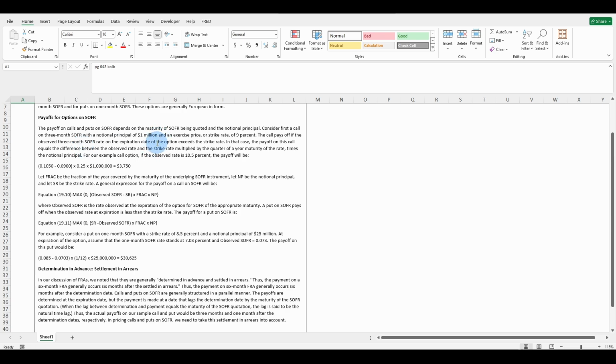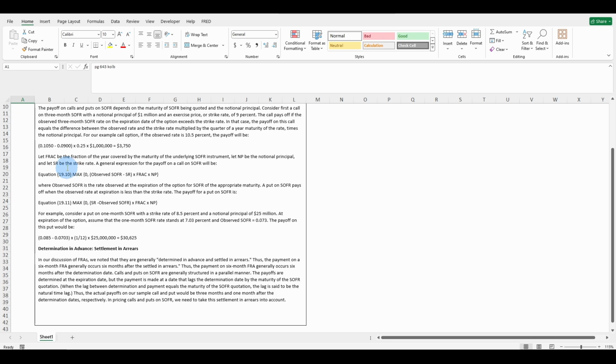In that case, the payoff on the call equals the difference between the observed rate and the strike rate, multiplied by the quarter of a year maturity of the term of the rate, times the notional principal. For our example call option, if the observed rate is 10.5%, the payoff will be 10.5 minus 9, times 0.25, times $1 million, equals $3,750.